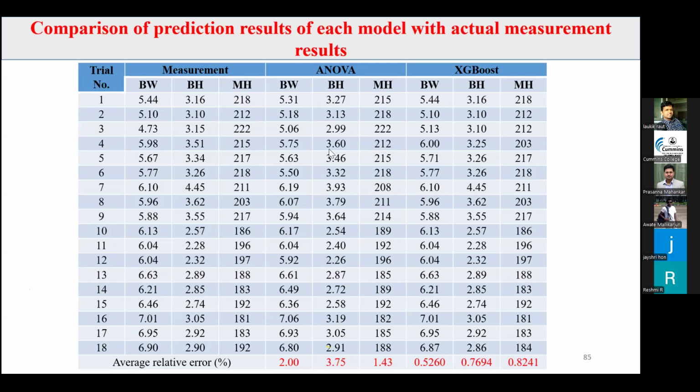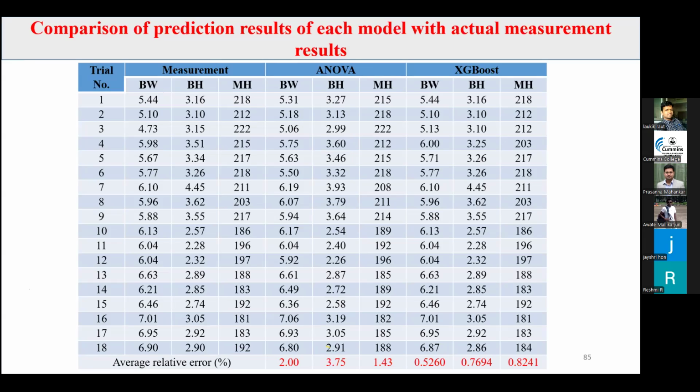So these are our conventional mathematical modeling technique, the analysis of variance. Now I have applied the XGBoost algorithm. These are the predicted values. And now again I have calculated the percent error. So these are actual, and this is predicted by the XGBoost algorithm.